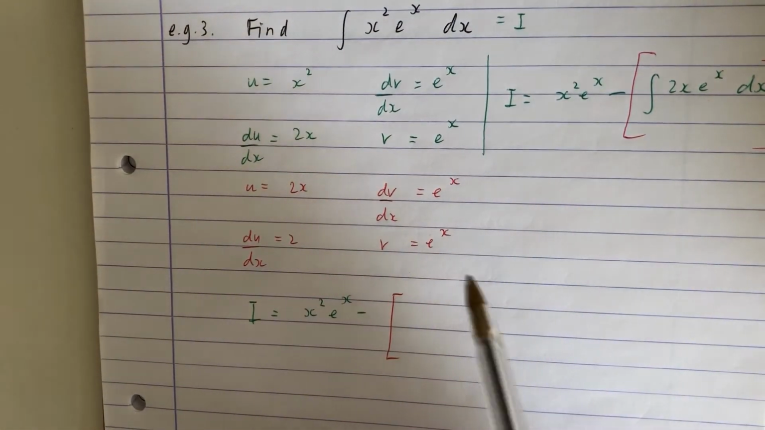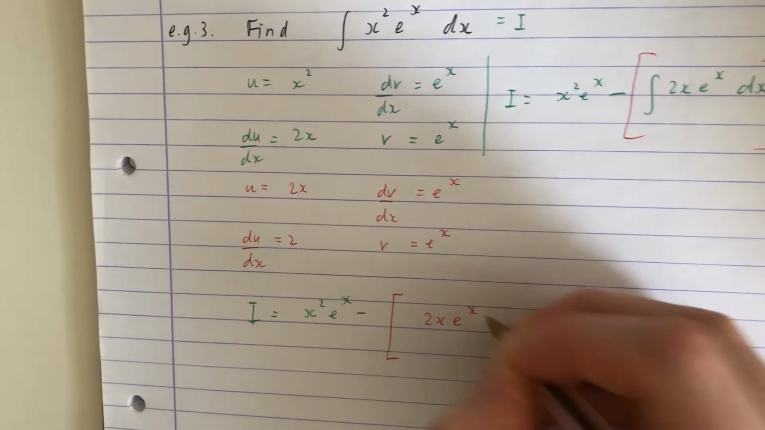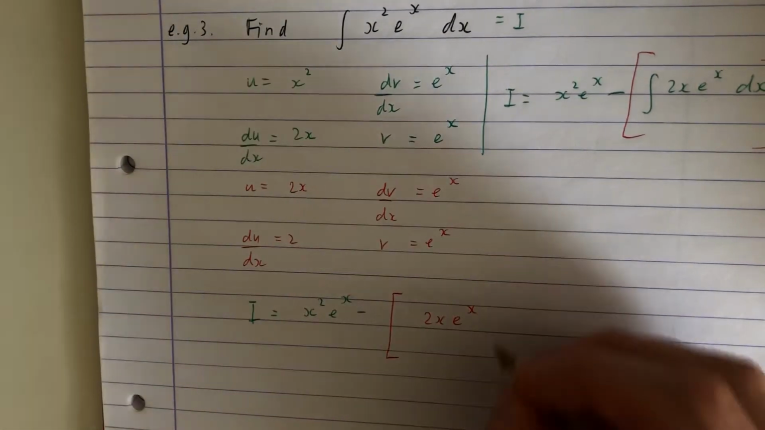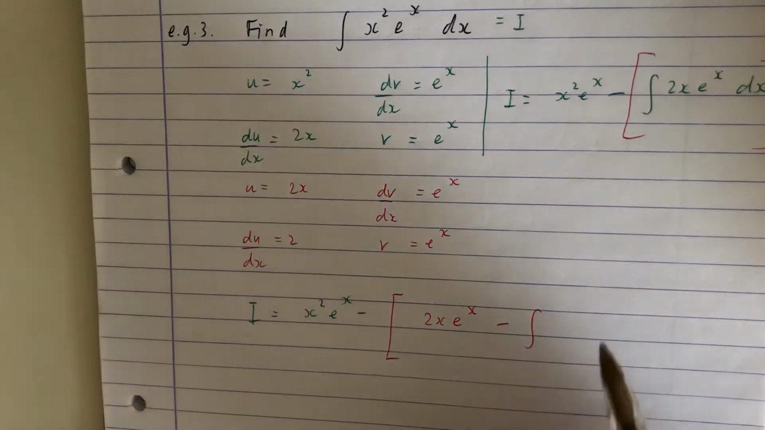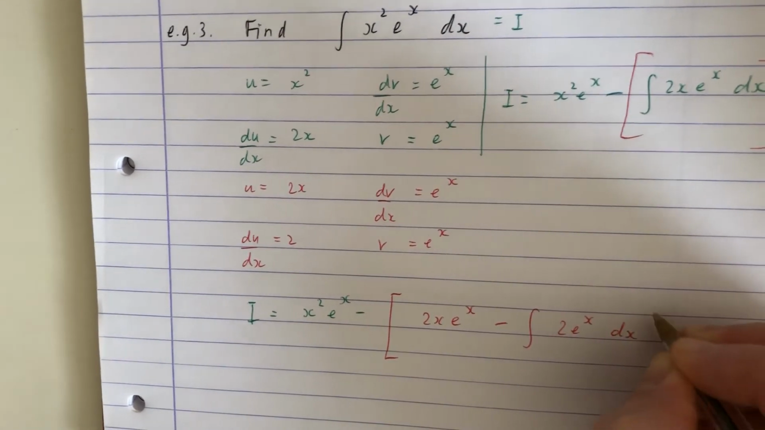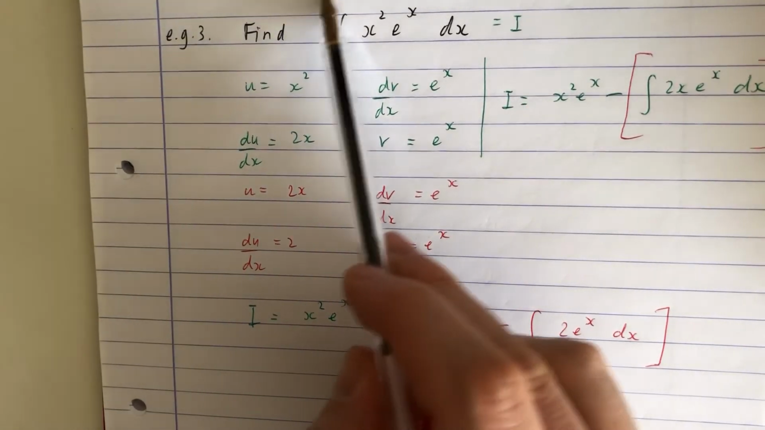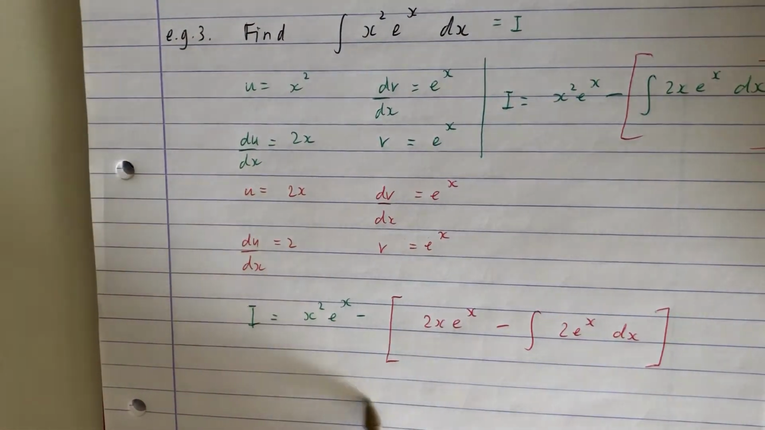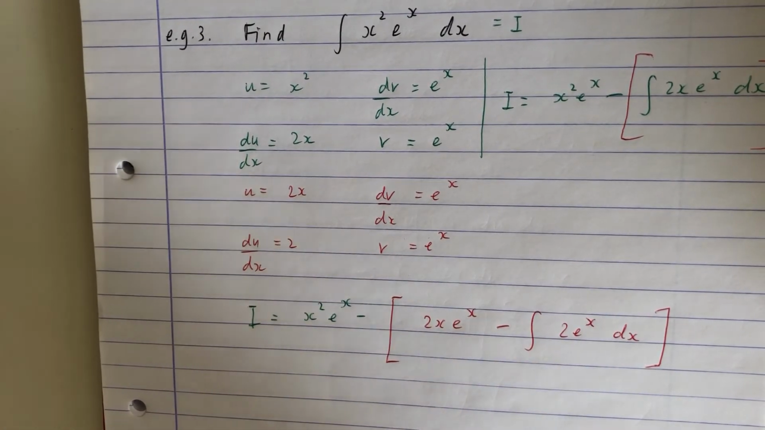So integration by parts said uv, so 2x e to the x, subtract, integrate v du by dx, so that times that, 2 e to the x with respect to x, like so. And finally now, we started off with an integration we couldn't do directly, and we've ended up with an integration we can do. You should know the answer to this.